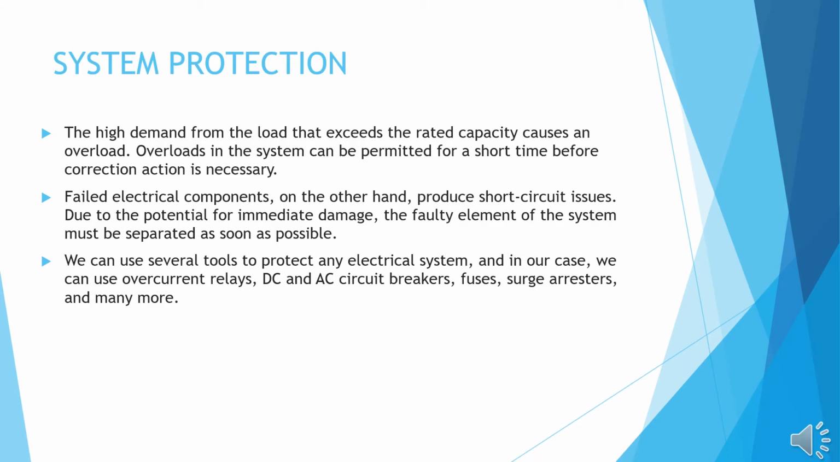Here we go to the last part of our system design, which is system protection. System protection is one of the most important parts of any electrical system design, as it can prevent crises affecting human and animal lives. Also, it can protect huge and expensive parts of the system. This protection can prevent overload and short-circuit issues. We can use several tools to protect any electrical system, and in our case, we can use overcurrent relays, DC and AC circuit breakers, fuses, surge arresters, and many more. We will see which components we used in the next slide.